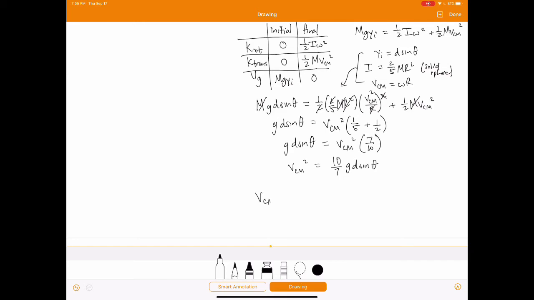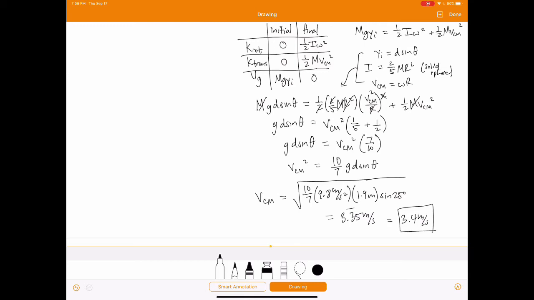Of course, we want to square root that. So we have 10 over 7. G is 9.8 meters per second squared. D is the distance down the ramp, 1.9 meters. And then theta is the angle of the ramp, 25 degrees. The answer is 3.35 meters per second, which is 3.4 meters per second when we round it to 2 sig figs.